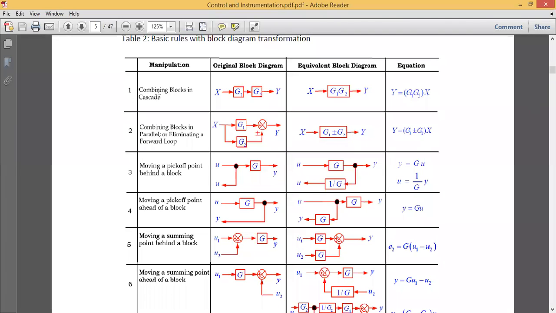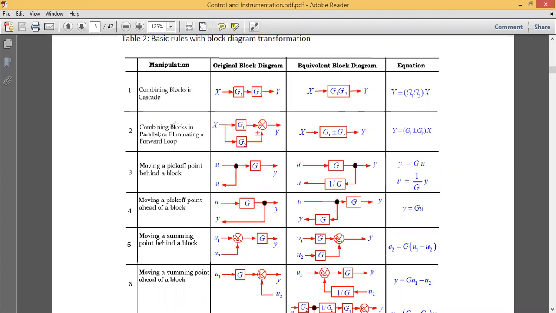Combining the blocks in cascade. This is just a kind of revision of my previous video lecture, and after this we will solve a few problems on this. Combining blocks in cascade is nothing but two blocks in series. That is the original block diagram, G1 and G2 in series, whose input is X and output is Y. Then its equivalent diagram is G1 into G2. Whenever you find two blocks in series, you need to draw this diagram. So my Y is equal to X multiplied by G1 into G2. This is blocks in series.